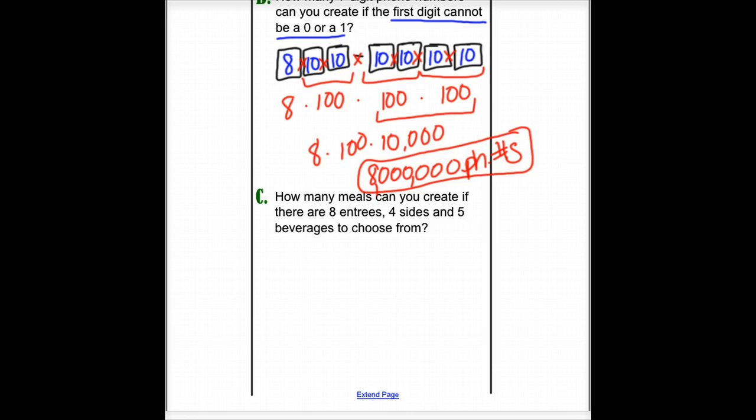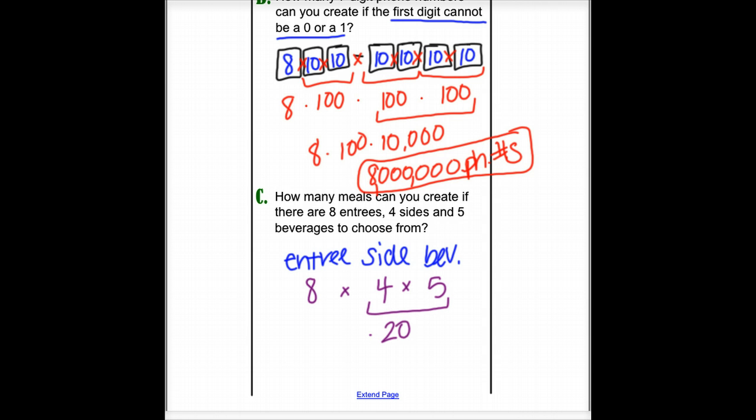All right, let's check this answer. I see that when I have my meal, I have to choose from an entree, a side, and a beverage. And so I look and say, well, I have for my entree, I have 8 choices, I have 4 side choices, and I have 5 beverage choices. So I'm going to multiply these out. 4 times 5 is 20. And I'm doing it this way because it makes your life easier for multiplying. 8 times 2 is 16, add a 0 on the end, so we have 160 meal choices.